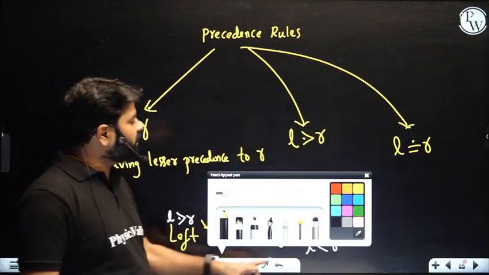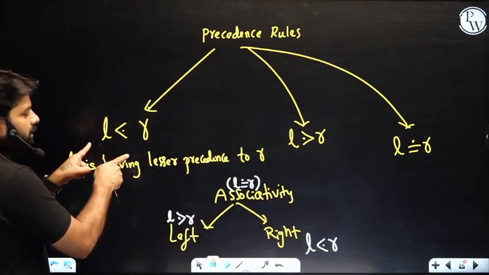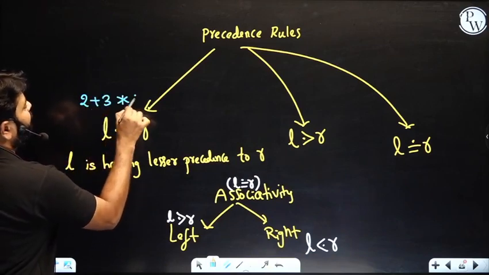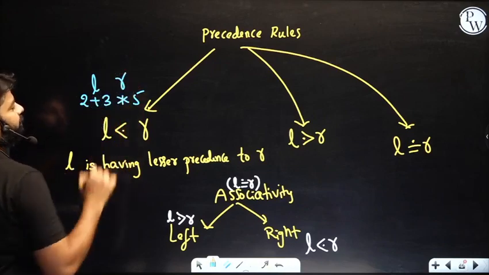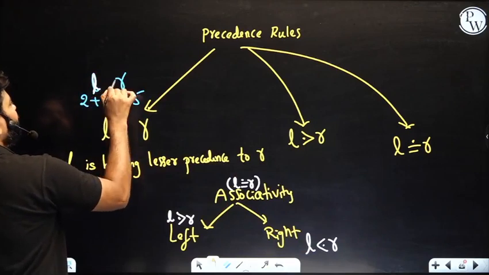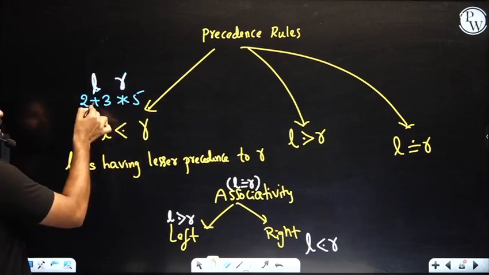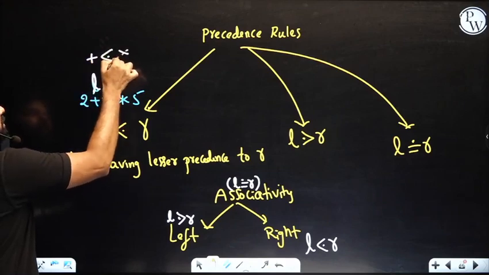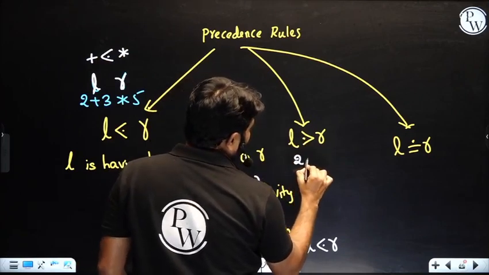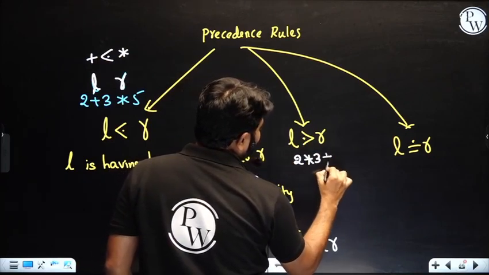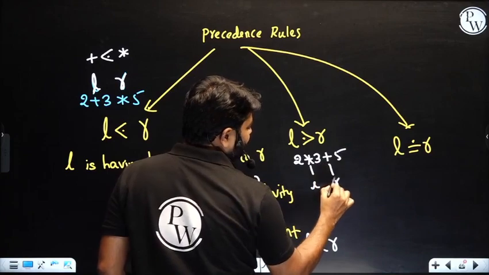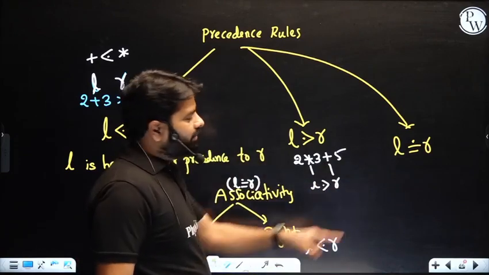If you want to see examples for each one, you can. At this point, very simple, like 2 plus 3 star 5. Now you see this is L, this is R. You observe it that way. Definitely the plus is having lesser precedence than star. That is the situation. And for this, 2 star 3 plus 5, star is left and this plus is right, and definitely L is greater than R.